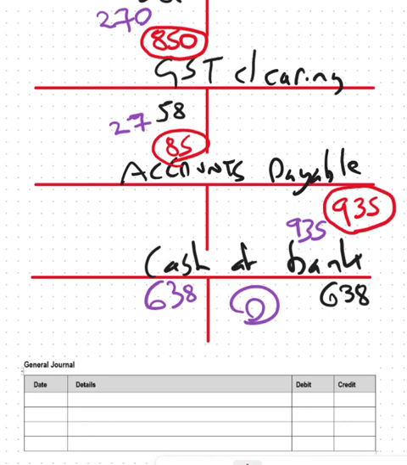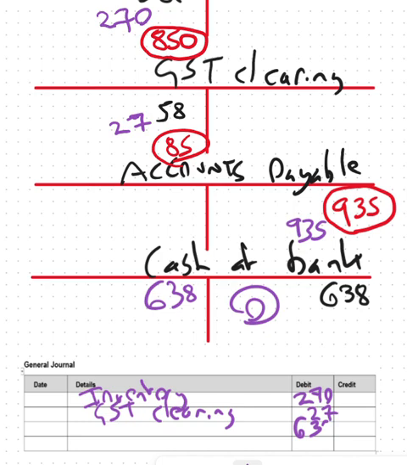Let's have a look at what this looks like in our general journal, because it's a bit complex. We're working with the purple figures here. So we did a $270 top up of our inventory on the debit side. We did a $27 debit to our GST. We did a $638 debit to our cash at bank to bring it back to 0.